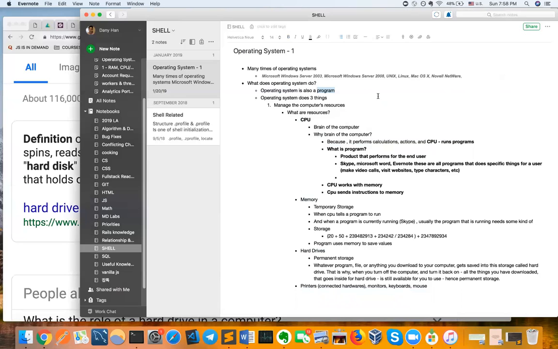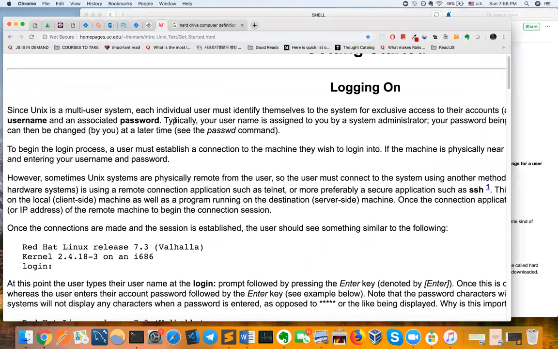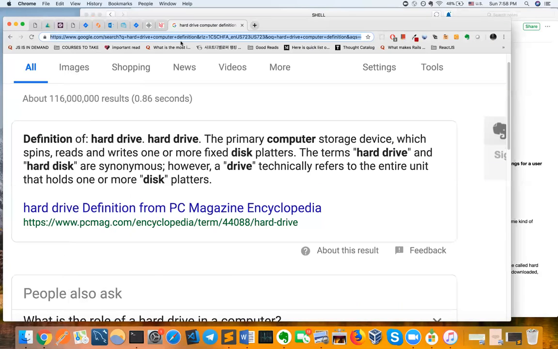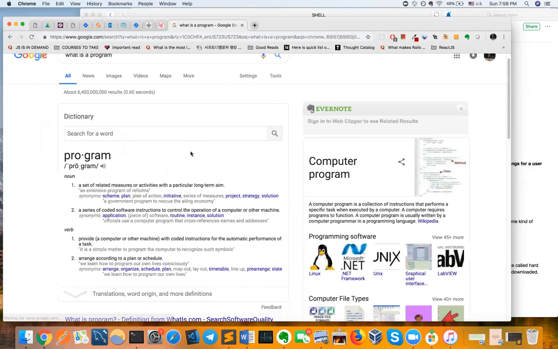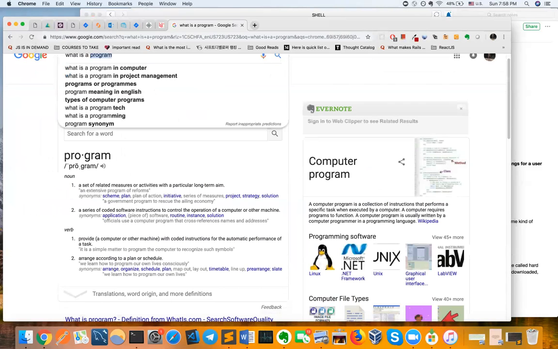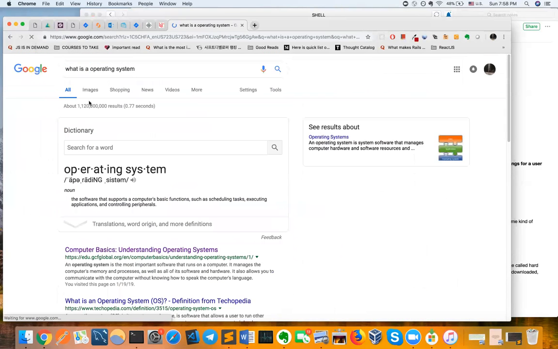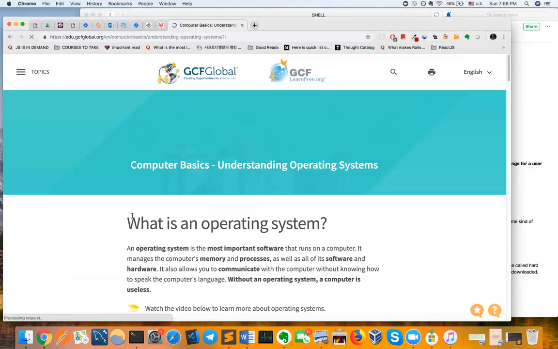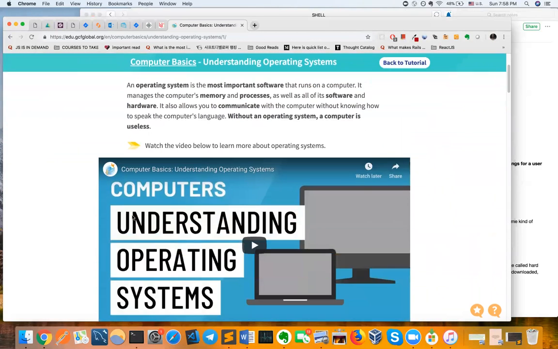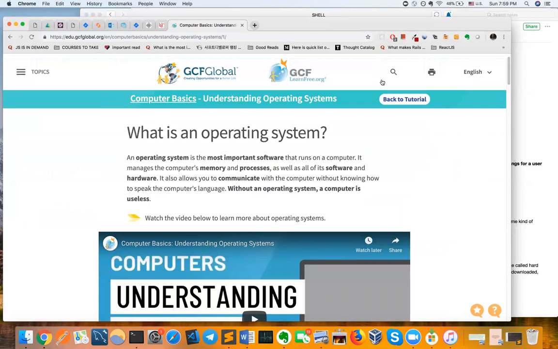Okay, so, okay, let's go back. Oh no, operating system. Hold on, let me stop sharing for a second. I have to send the email to my other guys.